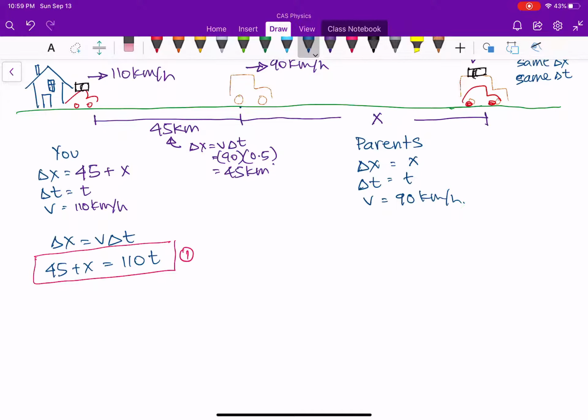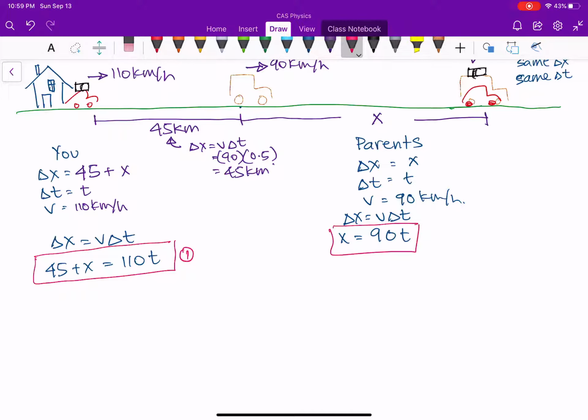And then we're going to go over to your parents and do the same thing. But in this case, it's x equals 90. So again, sorry, delta x equals v delta t. And in this case, we don't know x, delta x is just, we're just calling it x equals 90 delta t, or we just called it t. So 90t. So that's my second equation. So this is equation 2.